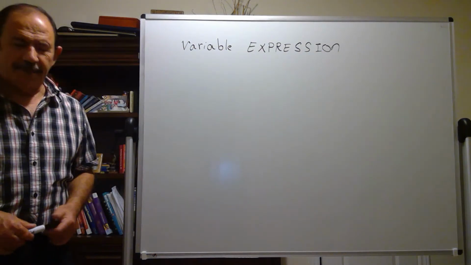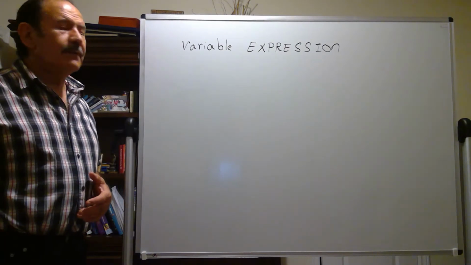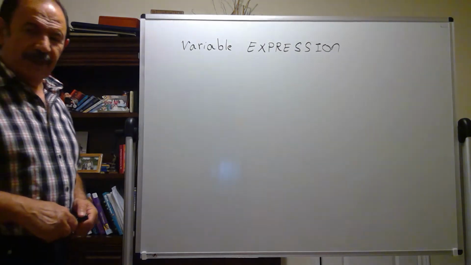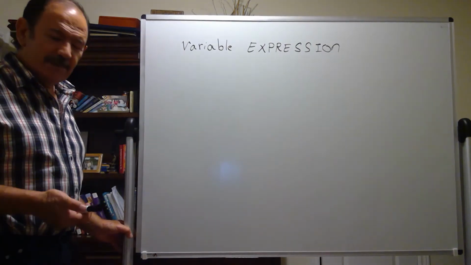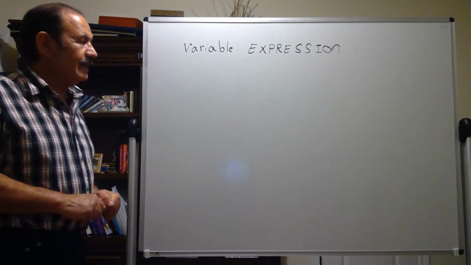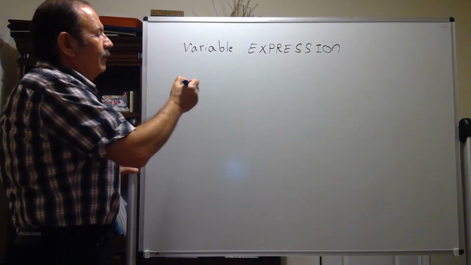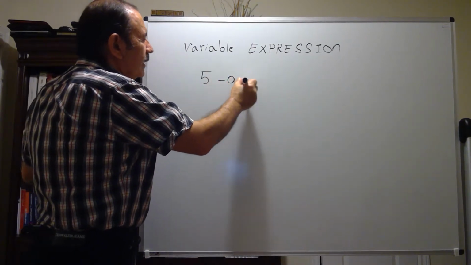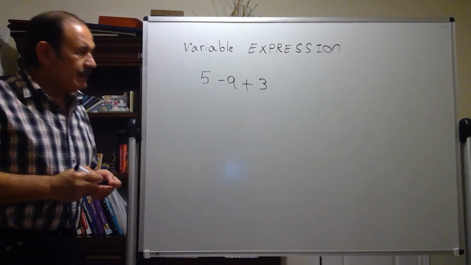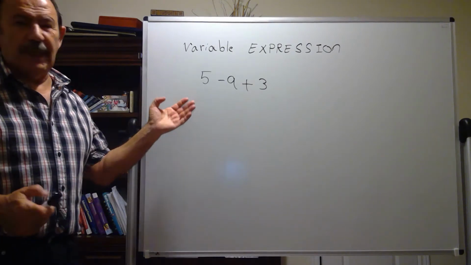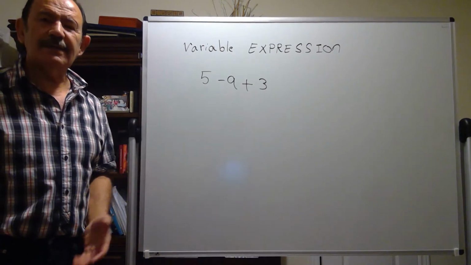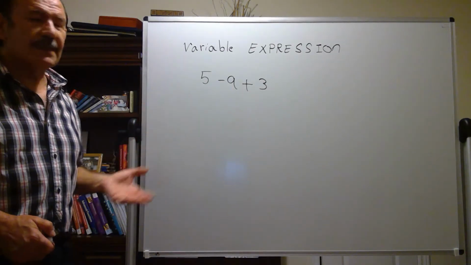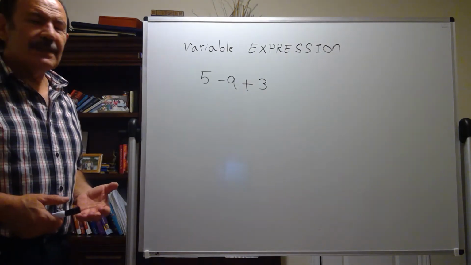Hello everybody. In this video I'm going to talk about simplifying variable expressions. First, let's see what the meaning of simplifying is. It's common sense, but let's use an example. When I say 5 minus 9 plus 3, this is an expression. When all the terms are constants, we call it a constant expression. There is no variable involved in this expression. So how can we simplify it?